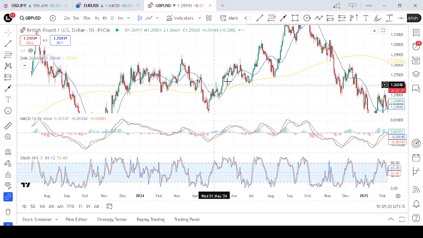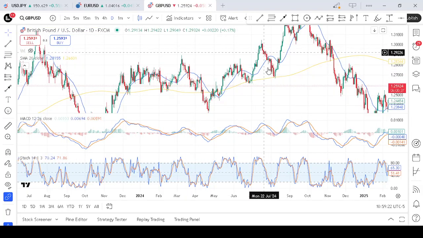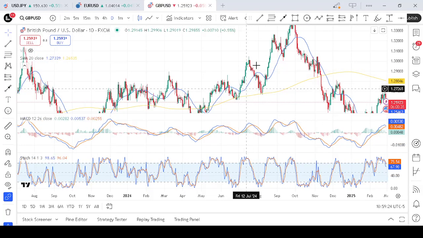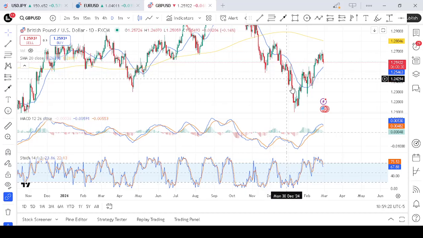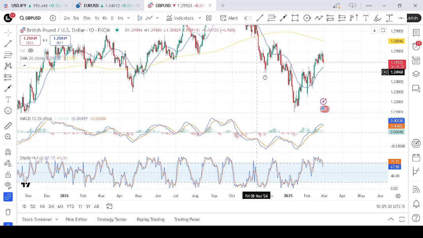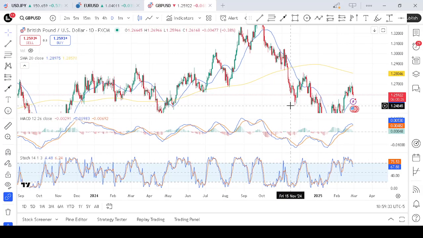When the price is trading above the moving average, it shows that we are in a buying opportunity. When it's trading below the moving average, it shows that we should look for only selling opportunities.